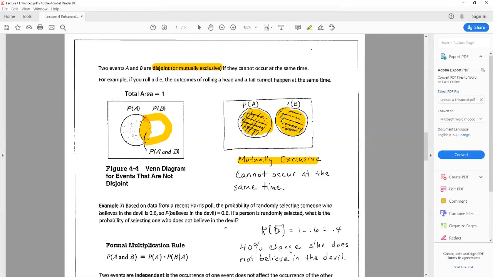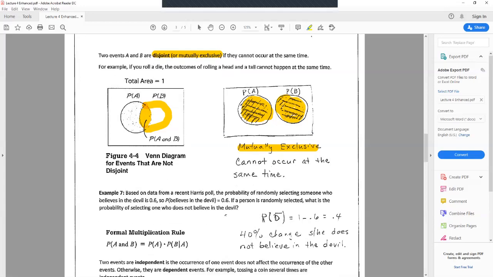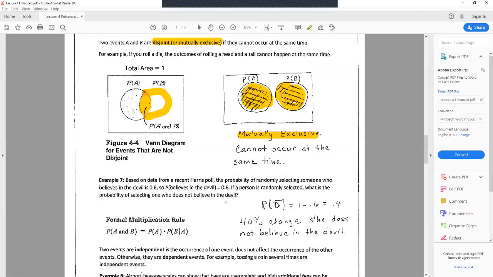Is it possible to roll a die and have an even number and the number 2 occur? Well, that could happen. Those are not mutually exclusive. You could have a 2 show up and an even number, because 2 is even. So 2 and an even number occurring would not be disjoint or mutually exclusive.